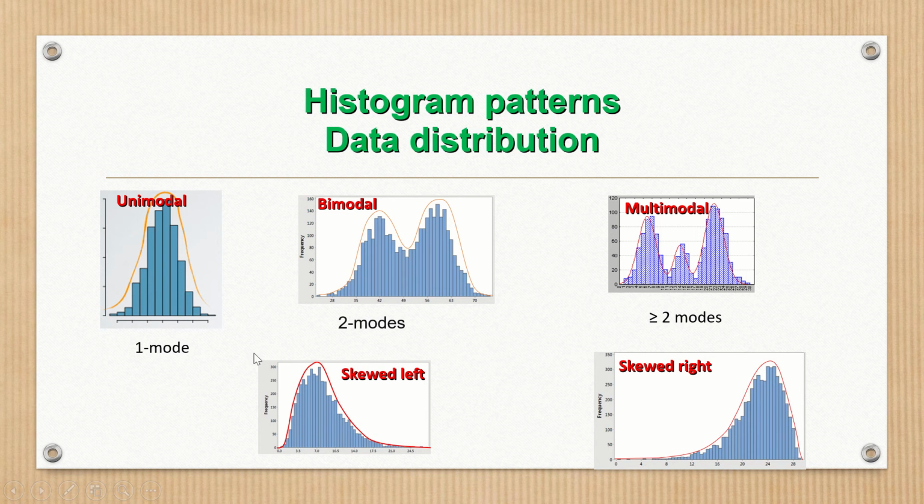In a unimodal distribution, you only have one mode and one peak. In bimodal, your data has two peaks and two modes. For a multimodal, you have three peaks, three modes. On the skewed, your data is clustered to the left or clustered to the right. If the data is clustered to the left, then it is described as positively skewed, and if it is clustered to the right, then it is negatively skewed.